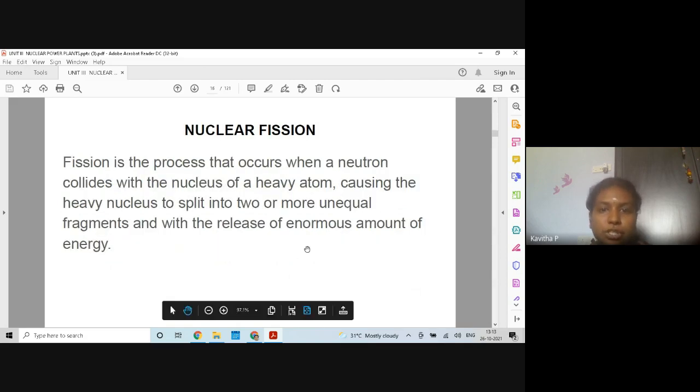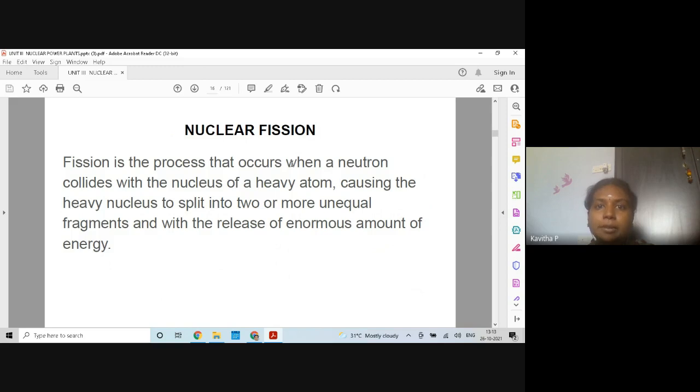And in nuclear fission, the process takes place when one neutron hits a heavy atom, a heavy nucleus. The nucleus splits into two light nuclei and further produces three neutrons, releasing an enormous amount of heat energy. That heat energy is utilized in the power plants to convert water into superheated steam, which is used to drive the turbine generator set to produce electricity.